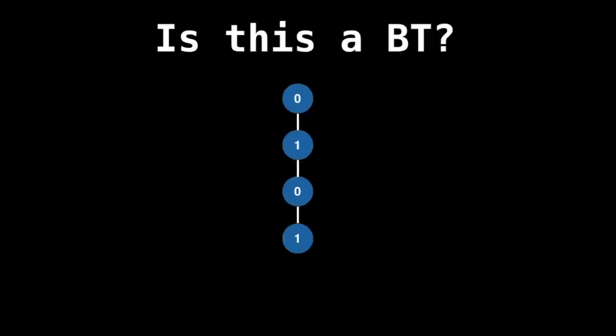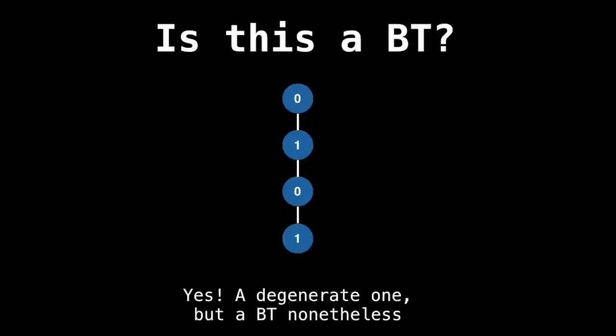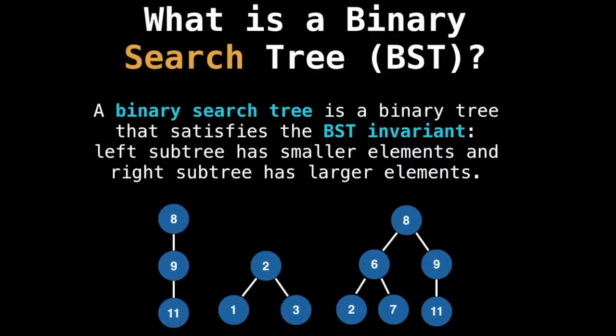How about this one? Let you guys think about it a bit more. Yes, this is a binary tree. It may be a degenerate one, but it's still a binary tree. Alright, let's move on to binary search trees. So what is a binary search tree? Well, first of all, it's a binary tree, but furthermore, it also satisfies what's called the binary search tree invariant.